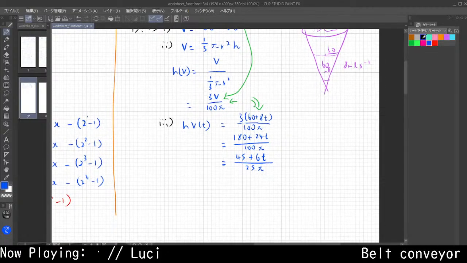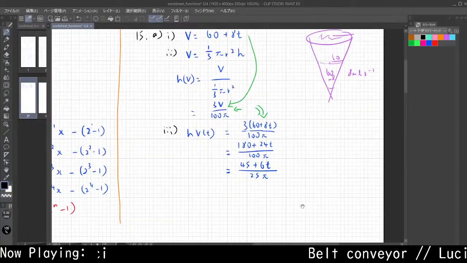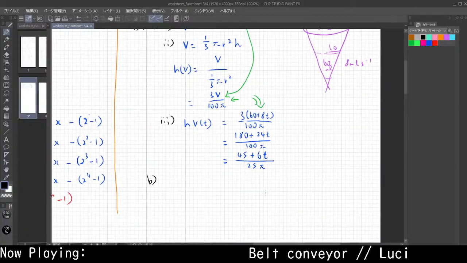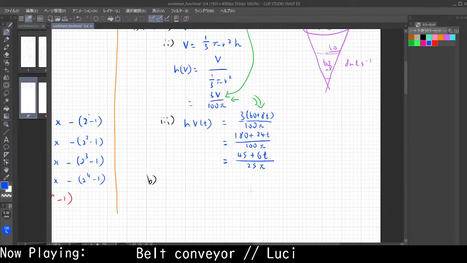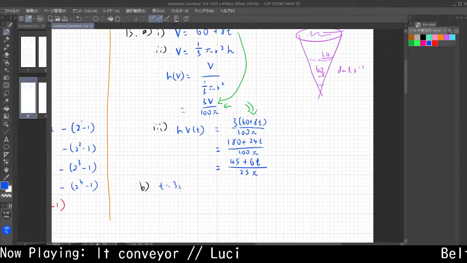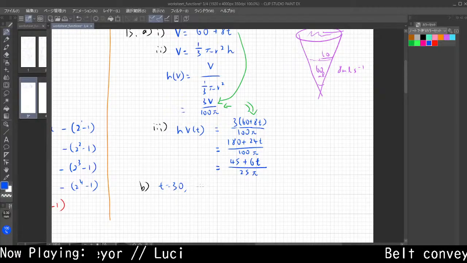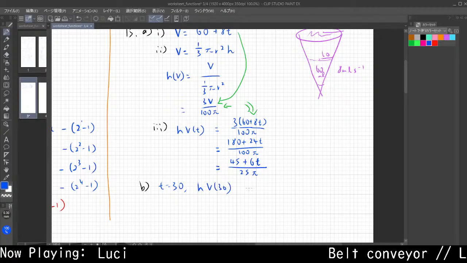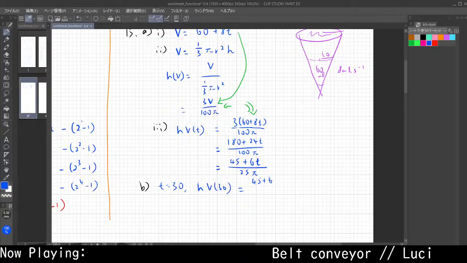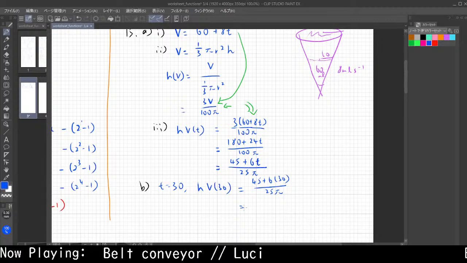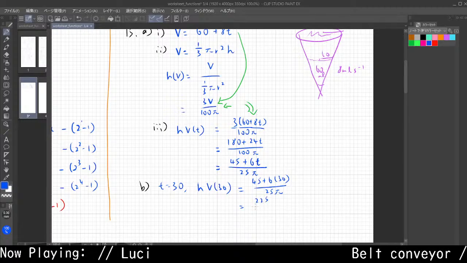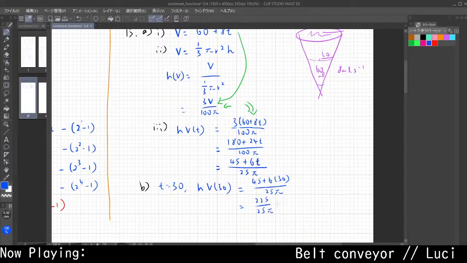Okay, part B. t equals 30. So H(V(30)) equals 45 plus 6 times 30 over 25 pi. 6 times 30 is 180. 180 plus 45 you get 225. 225 divided by 25 pi.